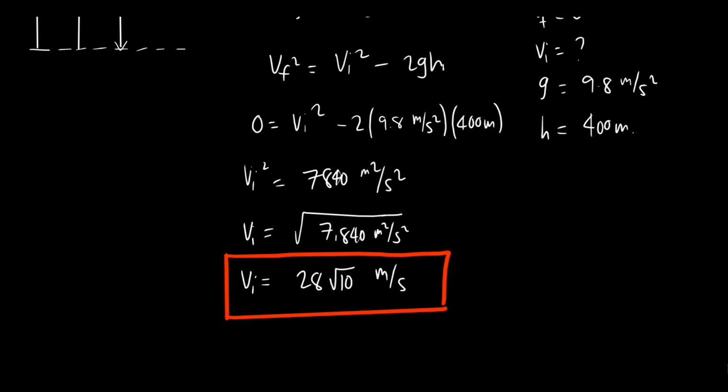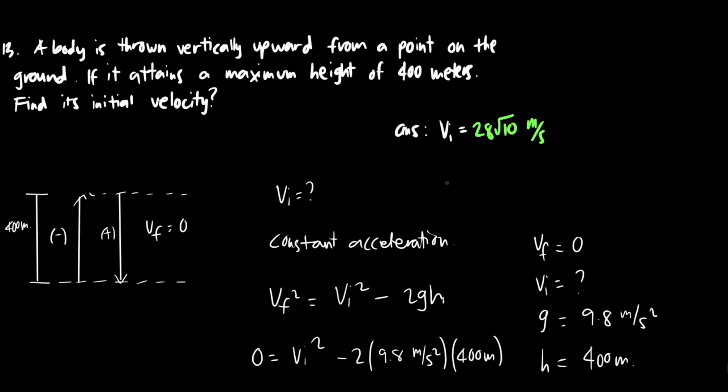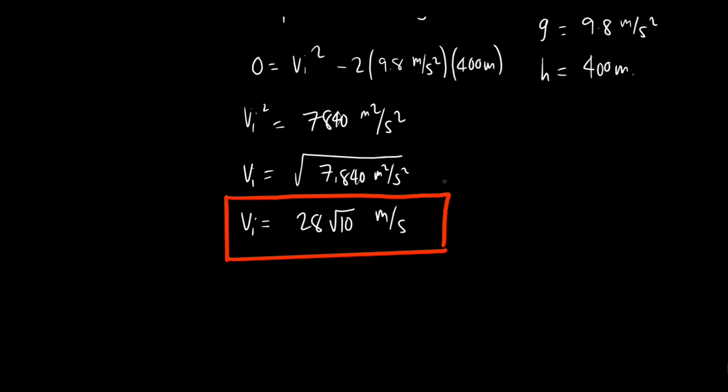So let's check if our answer is correct. v initial equals 28 square root of 10 meters per second. So our answer here is correct. So let's proceed to another number.